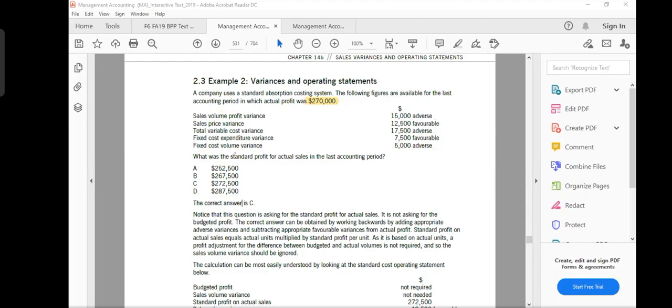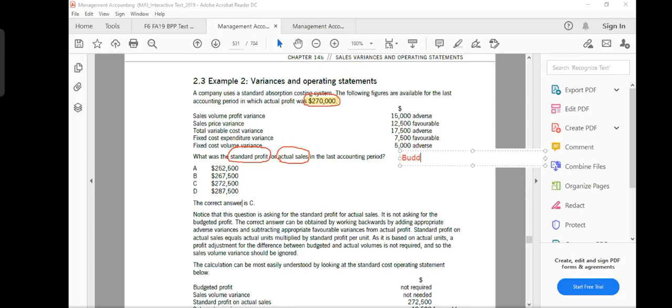Then it says, what was the standard profit for actual sales in the last accounting period? Now, he's given you actual profit. And now he's asking you standard profit, based on actual sales. Now, before I explain this question, I explained this before as well, but let me take this opportunity to revise it.